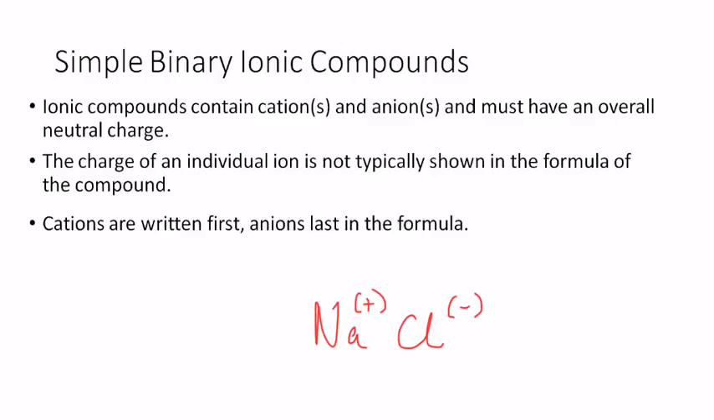So we always write the cation and then the anion. And of course the cation, in all examples, will be your metal. And in our examples, the anion will be your nonmetal. So that's how you write them, and that's how we're going to come up with their name too.